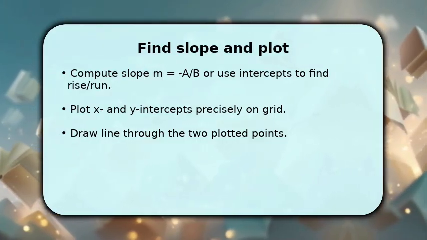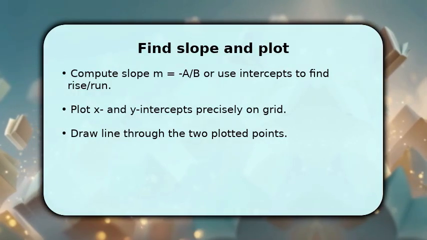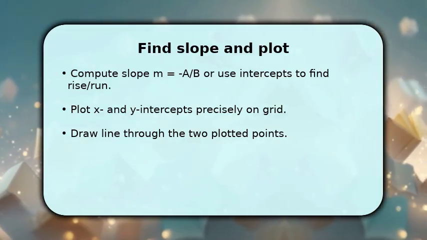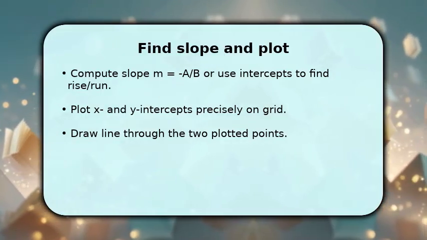Plot the exact intercept coordinates on your axes, marking them clearly. Then anchor your ruler on those 2 points and draw a straight line through them. Make sure your scale is consistent. Unequal scaling will distort the slope and misrepresent the function.